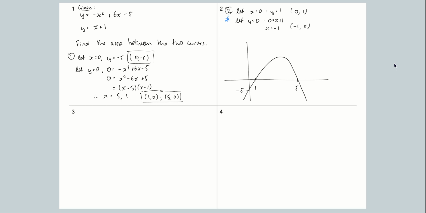We have when x equals 0, y equals 1. So it's going to be something like this. And when y equals 0, x equals -1. So it's going to be like this. And so the graph is going to be something like that. That's a really rough sketch. But what we can see is that the first equation is up here, and the second equation is here. And we're asked to find the area between the two curves, which I'll just shade in as red.